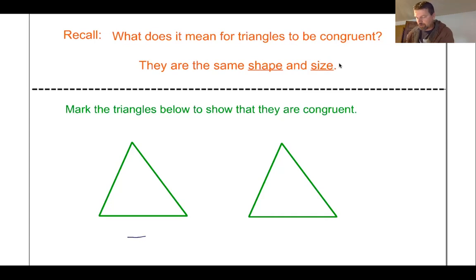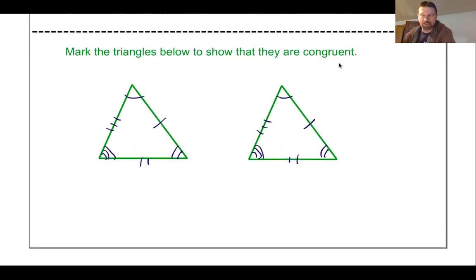So if I told you these two were congruent and you needed to show the marks that prove they're congruent, you'd have to say, well, that side and that side are the same. These bottom sides are the same. Those sides are the same. And not only are all the sides the same, but all the angles are the same as well. All six parts: all three sides are congruent to each other, and all three angles are congruent to each other. That's what it means for two triangles to be congruent.